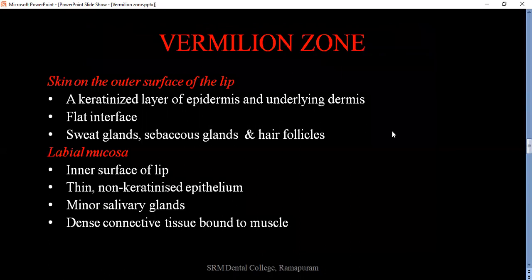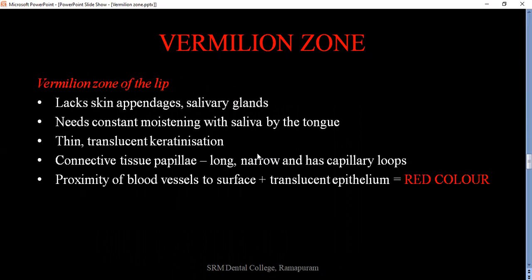Now, what are the peculiar aspects of the skin on the outer aspect of your lip? It has a keratinized layer of epidermis and an underlying dermis. The epidermal dermal connective tissue interface is flat, without any long narrow rete ridges, and the skin has sweat glands, sebaceous glands and hair follicles. Whereas your inner labial mucosa, towards the inner aspect of your Vermilion zone, is thin and non-keratinized with minor salivary glands, and you have the orbicularis oris muscle in the submucosa.